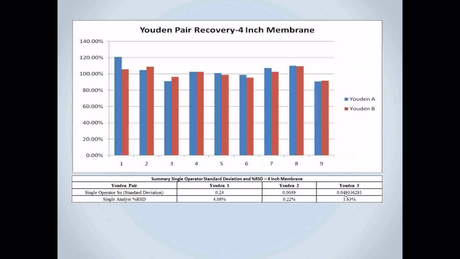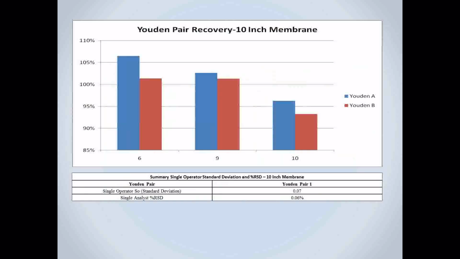Percent RSD, very low on this. Youden 1, Youden 2, and Youden 3. So there are different pairs, and each lab got 2 different sets of blind checks. Here's Youden pair recovery, and this is the ASTM Youden pair recovery, single analyst, precision and bias. Sure enough, here's the percent RSD, standard deviation, very good. Percent RSD, 0.06%, very good for that. And the percent recoveries you can see, very respective.